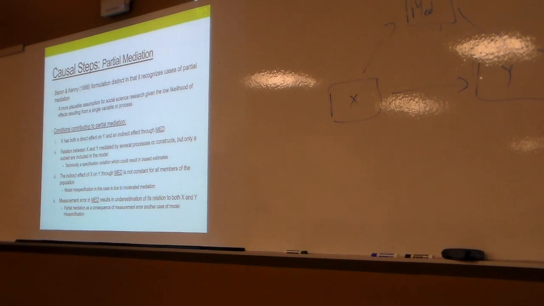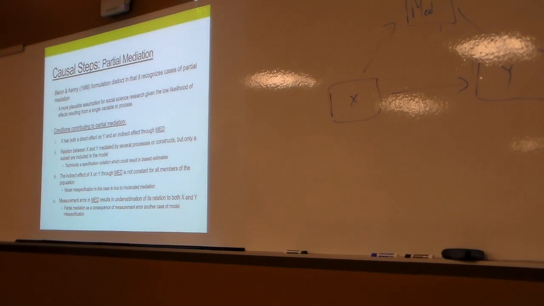We also might see that the relation between X and Y is mediated by several processes or constructs. There's a lot of mechanisms, right? There's a lot of things, right? And so what might happen is, yes, even though this is a mediator of this relation, there's other stuff going on that I haven't included in my model, and so I still get a relation between X and Y.